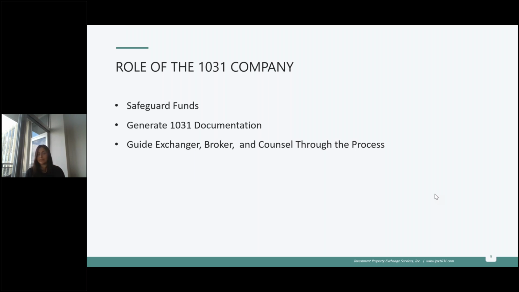We coordinate with the closers on the settlement statement. Different 1031 companies have different instructions on how they'd like the settlement statement to look. Just as an FYI, the IRS does not care how the settlement statement looks. There's nothing in the 1031 code that says the closing statement has to look a certain way. So when you get instructions from a 1031 company, that's really just what the 1031 company prefers.